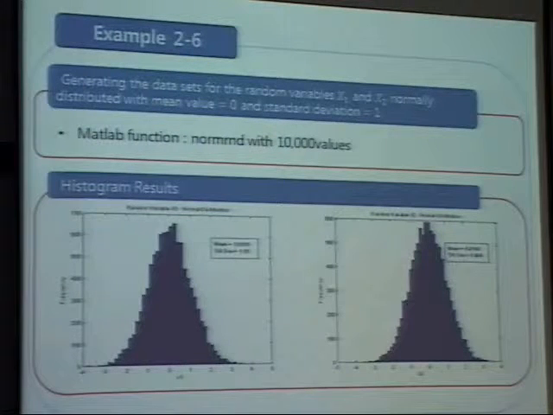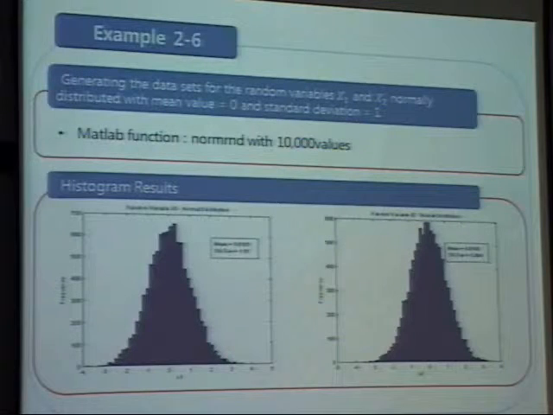The first one is example 2.6. This is our result. Actually, the methodology is a very powerful tool because we can easily generate this with the function normrnd, which means normal random variable. So this generates 10,000 random variable values.